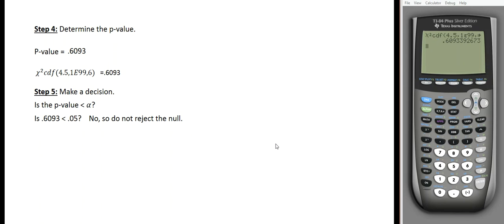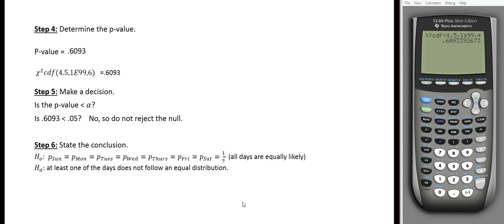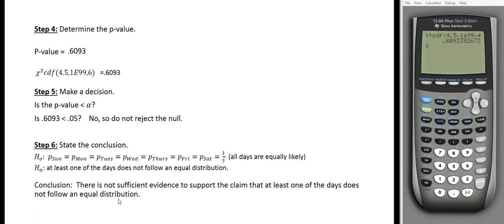And then finally, our last step, state the conclusion. If we do not reject the null, then we say there is not sufficient evidence to support the claim, and I've rewritten our null and alternative just so we knew what the claim was. So the claim was at least one of the days does not follow that equal distribution. So our conclusion would read there is not sufficient evidence to support the claim that at least one of these days does not follow an equal distribution.